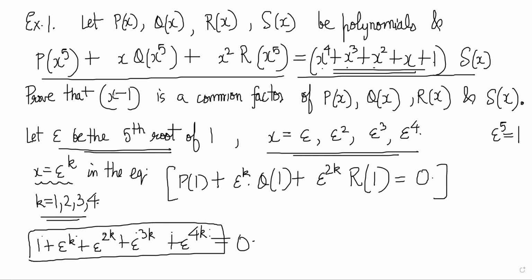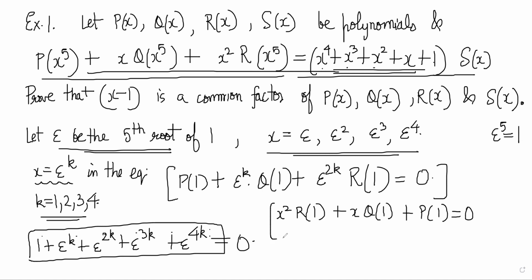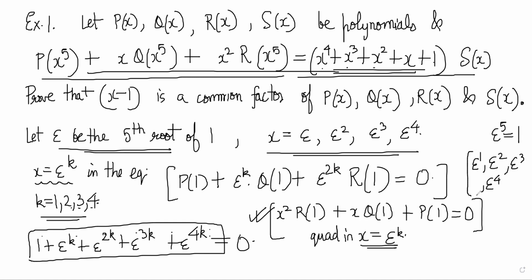On putting x equal to epsilon power k, we are getting this equation. And you can notice here that this is like x square r of 1 plus x q of 1 plus p of 1 equal to 0. This is a quadratic in x, which is equal to epsilon power k, right? But the nice thing about it is that this quadratic has actually got 4 different roots. What are the 4 different roots? Epsilon power 1, epsilon power 2, because k could be 1, 2, 3, 4, right? So x could be e power 1, e power 2, e power 3, e power 4, right? All of those will satisfy this quadratic.